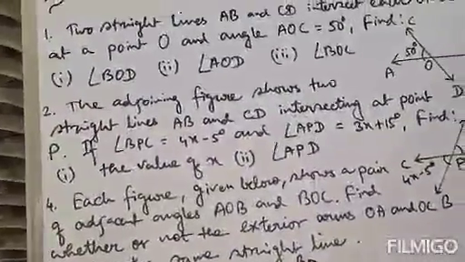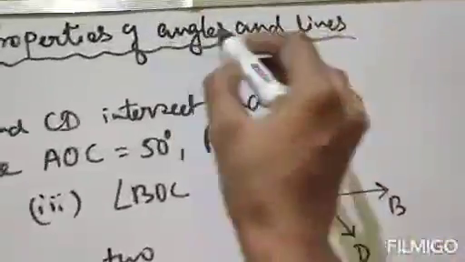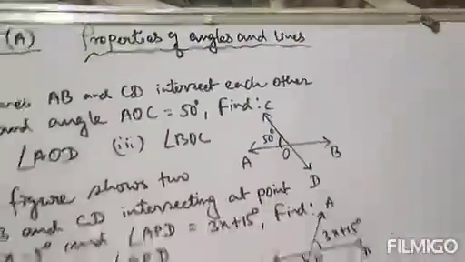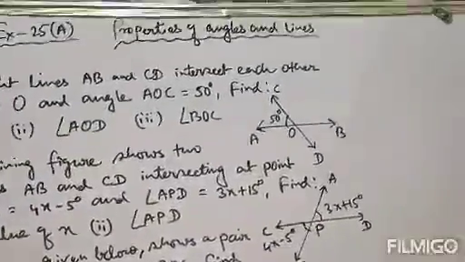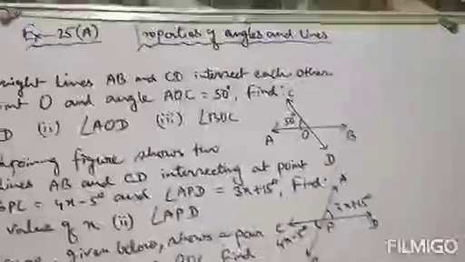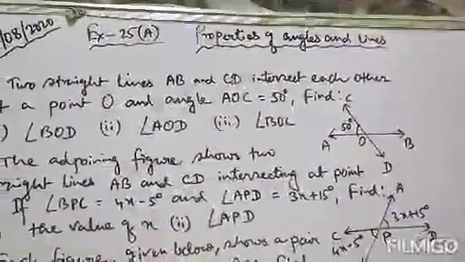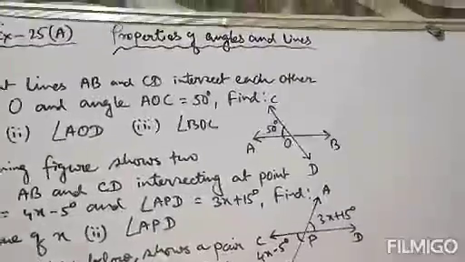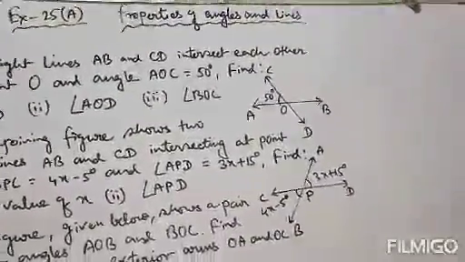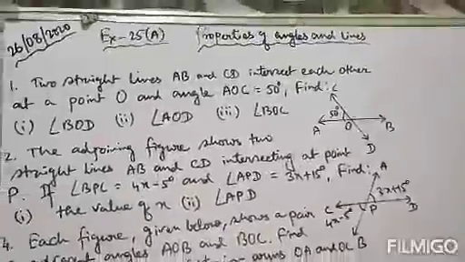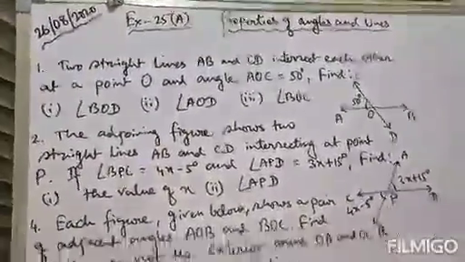So before starting this chapter, you should have a clear concept of what an angle is and what a line actually is, because angles were discussed previously and all lectures regarding that chapter were uploaded on my channel. So you should have a clear concept of what angles are, how many angles there are, what their types and classification are. That concept will be required a little bit for solving these questions and this chapter.